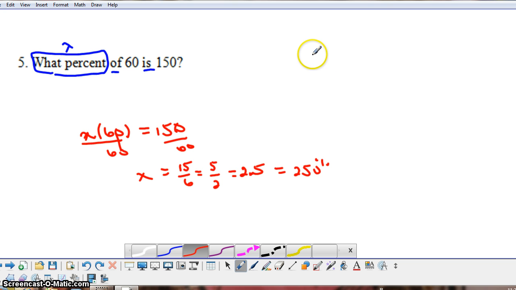So just like to change from, let's say, a percent to a decimal, we move the decimal place 2 places to the left. If I want to change from a decimal, like the 2.5, to a percent, I'm going to move my decimal 2 places to the right. And so that's how we get 250% from the 2.5.